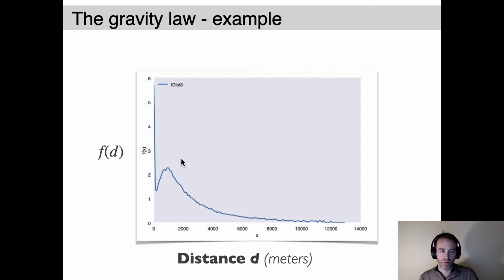So this is probably the good way to represent the influence of distance on your probability of using a bicycle, a Velov bicycle.